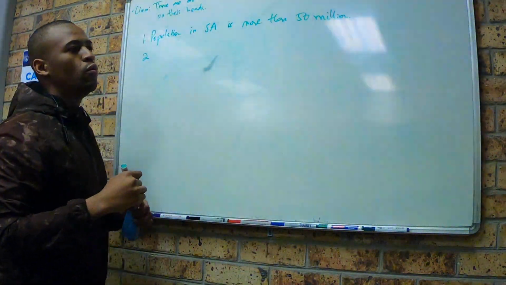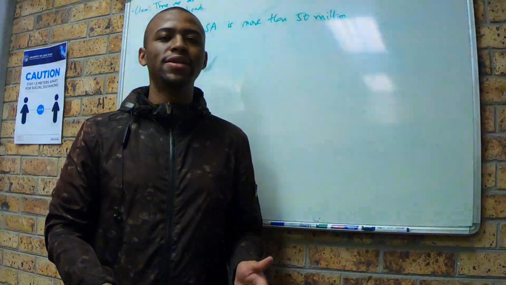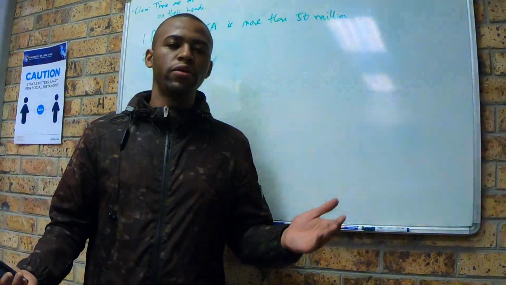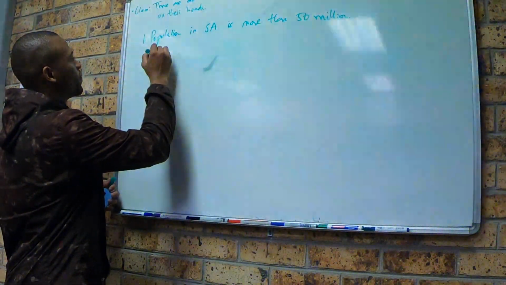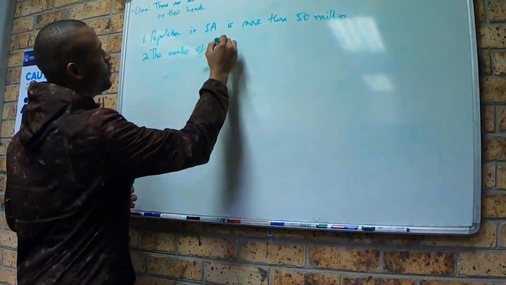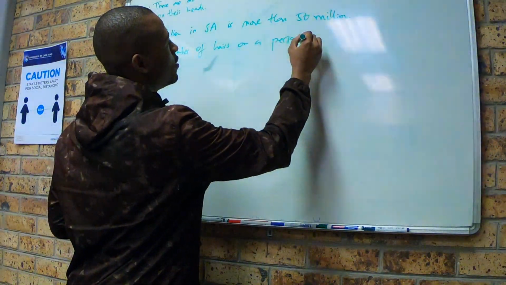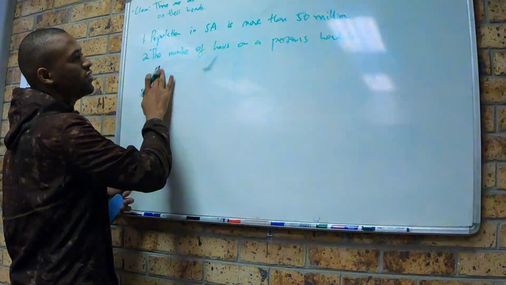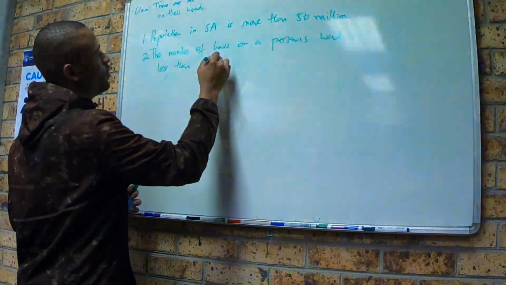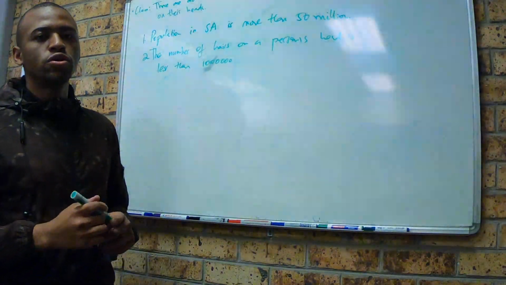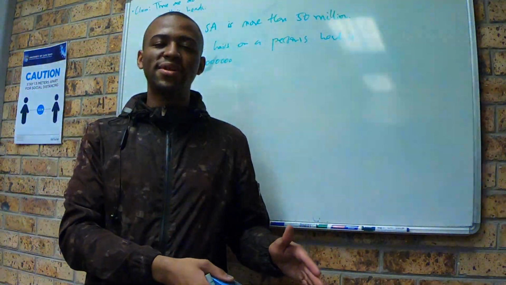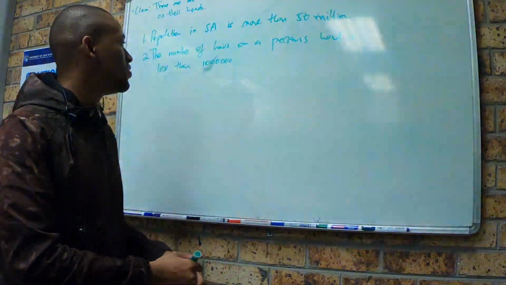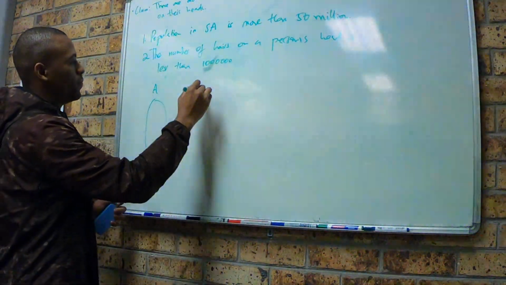Fact number 2, we know that the average number of hairs on a person's head is around 100,000. As a biological fact, there isn't anyone with more than 1 million hairs on their head. So the number of hairs on a person's head is less than 1 million, 6 zeros. So there are at least 50 million people in South Africa, and the number of hairs on an average person's head is less than 1 million. Two facts. Make sure you understand those two facts. We are going to use them to prove this claim.